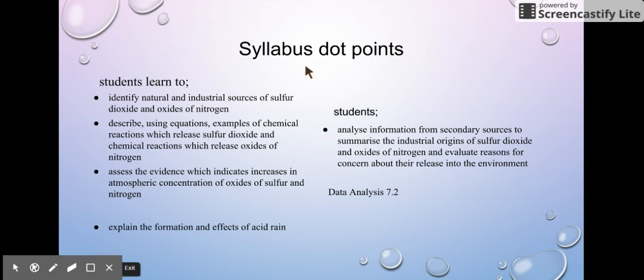These are the syllabus dot points that relate to the next section of the work. There are natural sources of sulfur dioxide and oxides of nitrogen, and there are also man-made ones, and they're largely industrial ones. We'll be talking about those and the equations involved in reactions that lead to the release of the sulfur dioxide and the oxides of nitrogen. And this is a real phenomenon. We will be showing that there's evidence for this, and there will be effects of this as well.